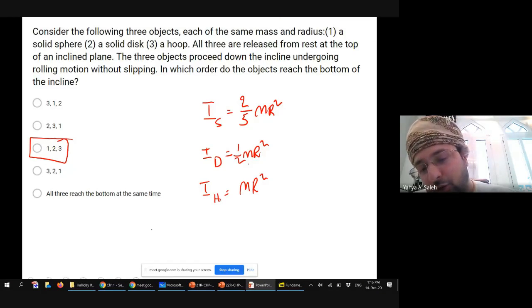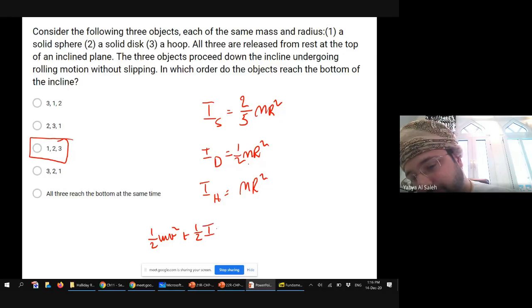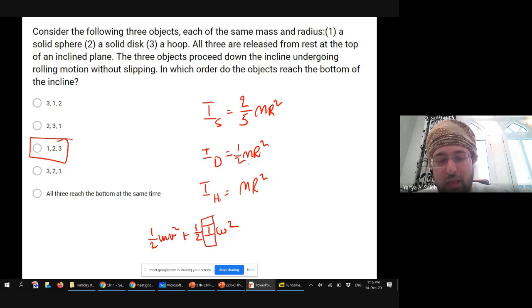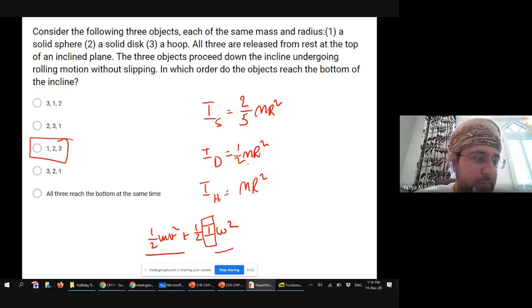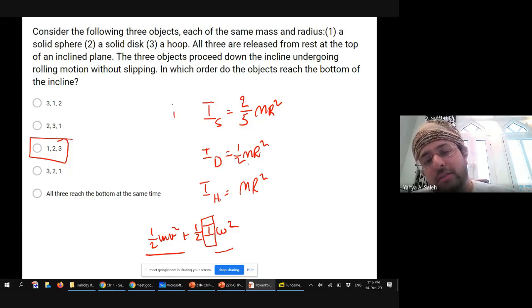Remember, your energy goes to half mv squared plus half I omega squared. So the smaller the I, the less this is, and the more your velocity is. So you end up with an order. This is smallest, second smallest, third smallest.